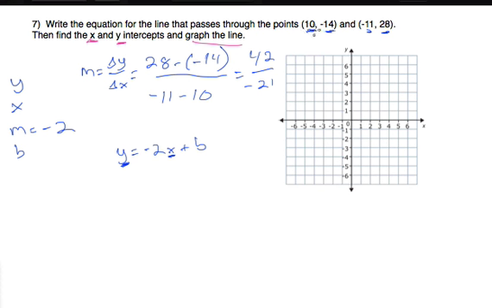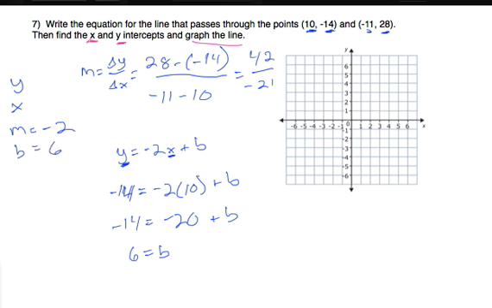But I'm going to use this one because they're even numbers and they're nice. When x is 10, y is negative 14. So y is negative 14 when we plug in 10 for x. And here we can solve for b. So negative 14 equals negative 2 times 10, which is negative 20, plus b. Add 20 to both sides and you get 6 equals b. So we know that the y-intercept is 6.